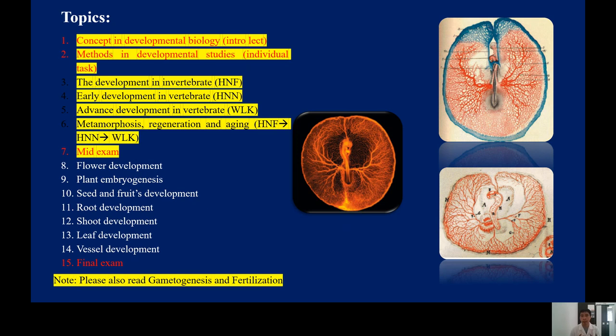In my class, the first meeting will be my turn to explain the concept in developmental biology and also the basic principles of this acknowledgement. There are subjects that you also have to understand, because I believe that you have learned them during your undergraduate study, which are gametogenesis and fertilization. Therefore, I suggest you learn by yourself about gametogenesis and fertilization in order to understand our further topics, because in developmental biology we'll focus only on the stages after fertilization.